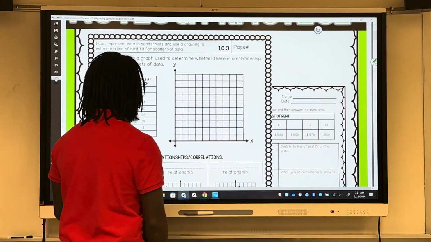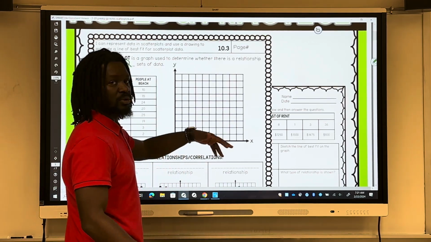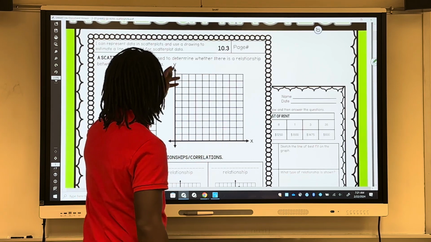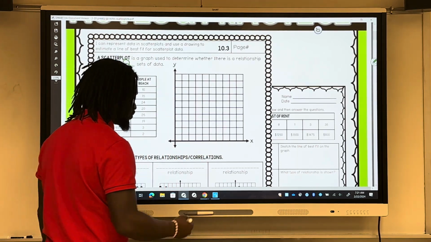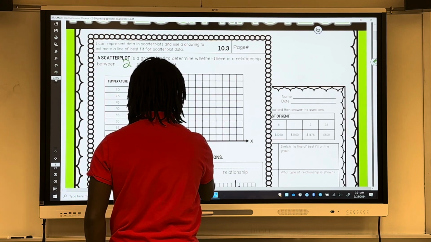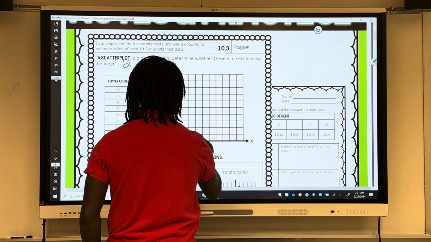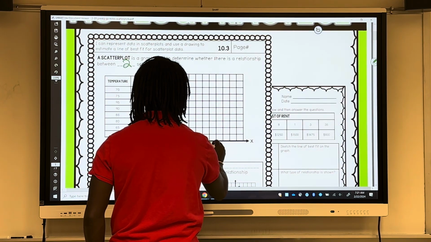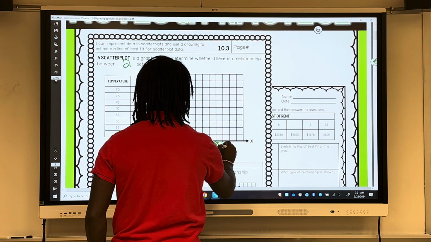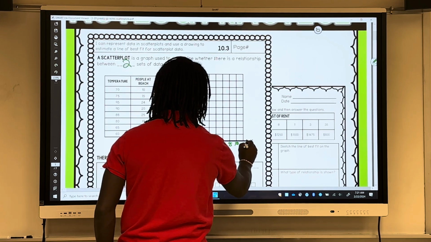Most of the time in the problem, you'll see your axes will already be labeled. In this case, I'm going to label them for you. We're going to start with 60 and we're just counting by fives: 65, 70, 75, 80, 85, 90, 95, 100, and then 105.